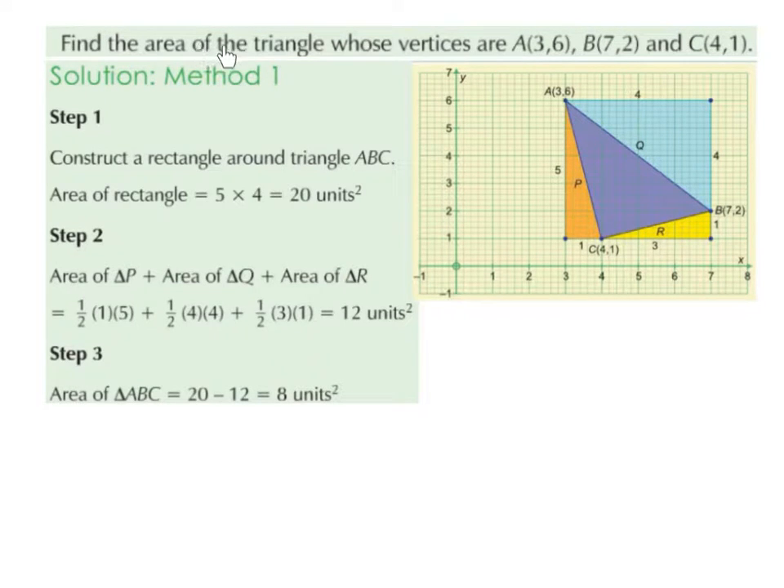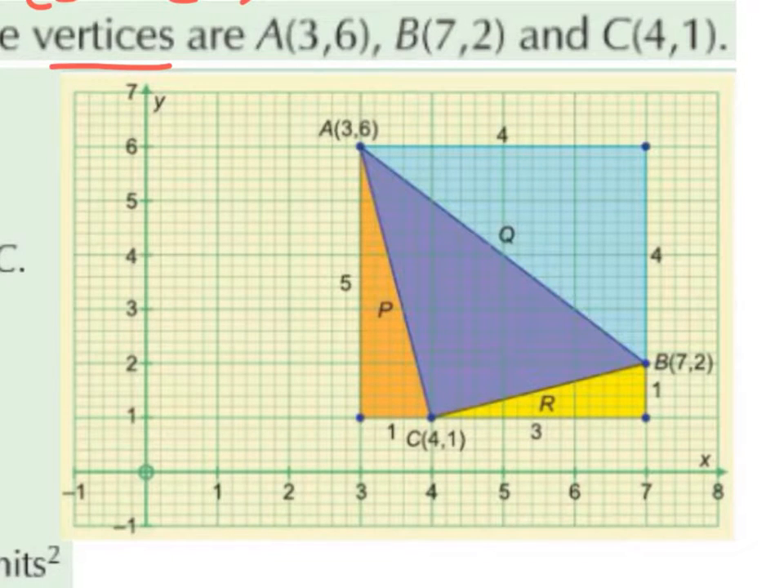Find the area of the triangle whose vertices or corners are A (3, 6), B (7, 2) and C (4, 1). If we have a closer look at our graph, you can see that the point A (3, 6) is here. We go across to 3 on the x-axis and up to 6 on the y-axis. So that's that point there.